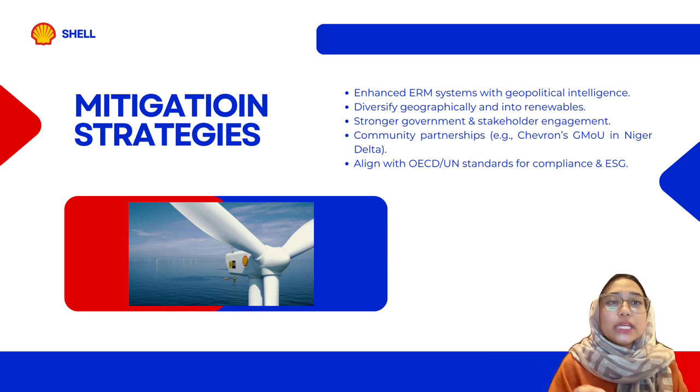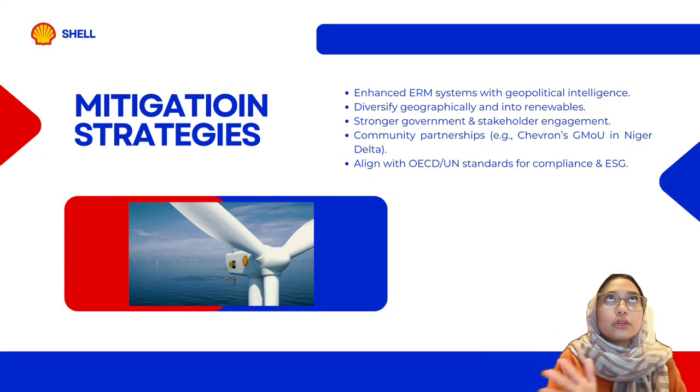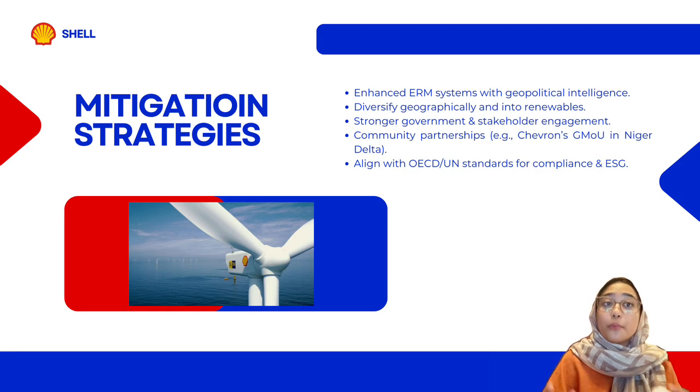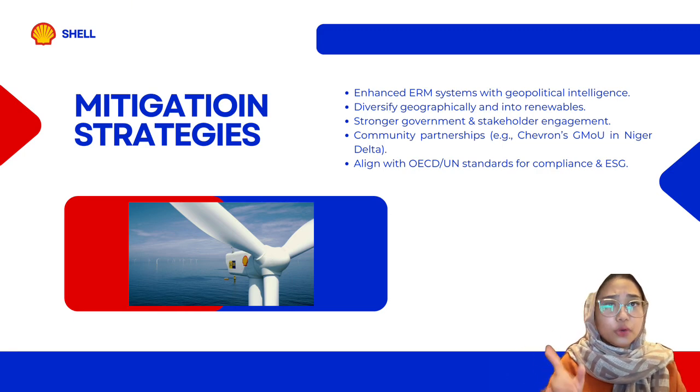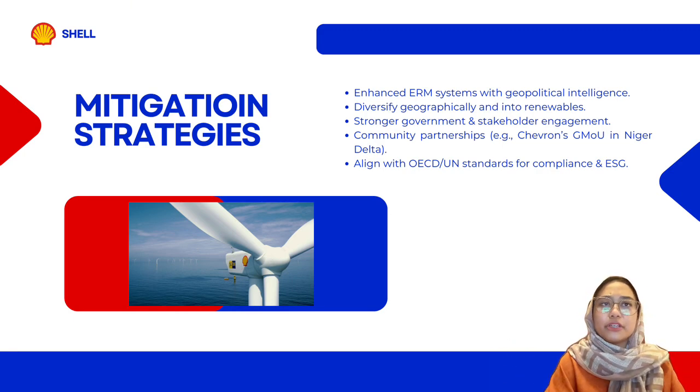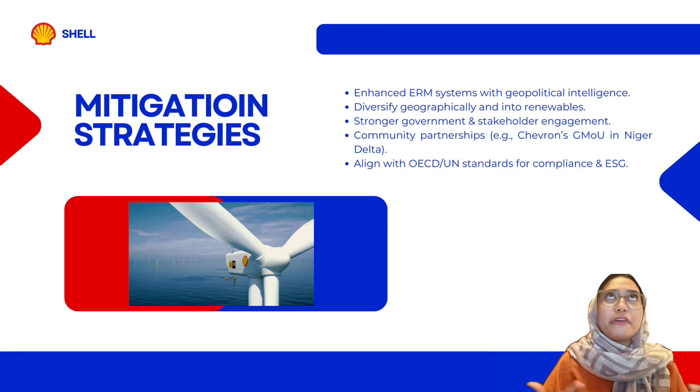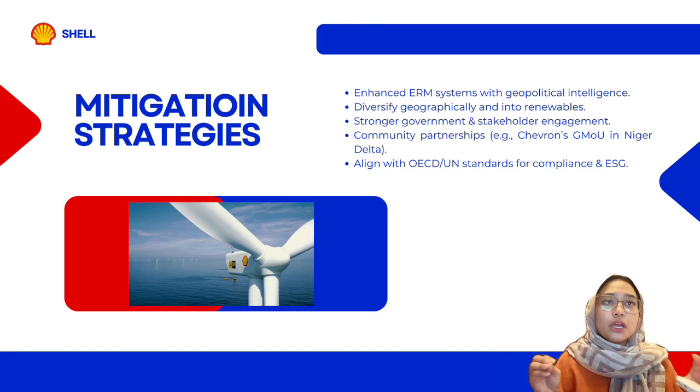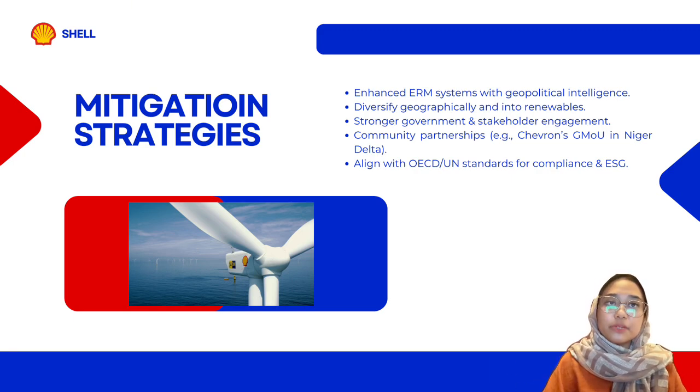Third, they are working more closely with governments and stakeholders. Good relationships can reduce the chance of conflict and help Shell operate more smoothly. They also focus on community partnerships. For example, Chevron, another oil company, used something called the Global Memorandum of Understanding in the Niger Delta. This approach helped engage local communities in a more productive way. Shell can use a similar strategy.